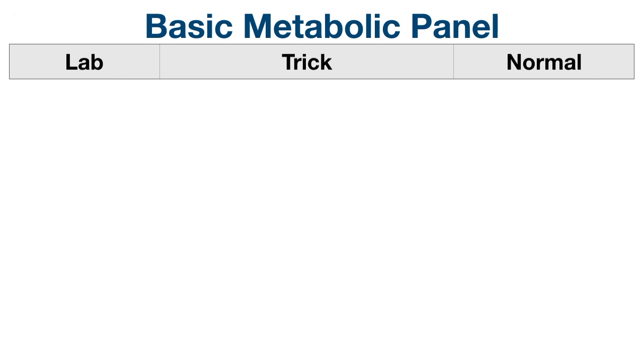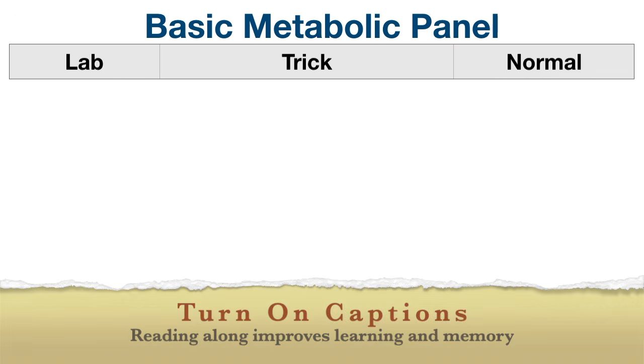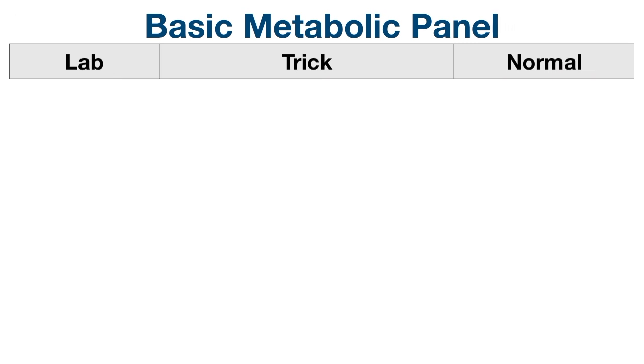This video is going to show you an easy way to remember all the normal ranges of common labs. Before we get started, make sure to turn on the caption real quick and read along. This will help you better learn and remember everything. Let's begin with the basic metabolic panel, which primarily measures basic electrolytes, renal function, and glucose.